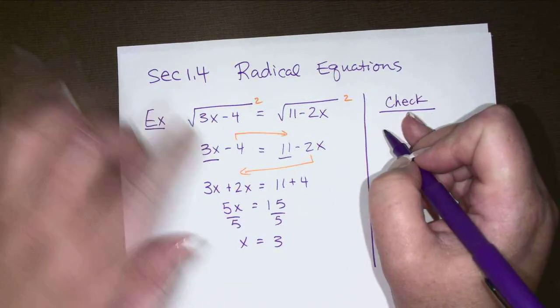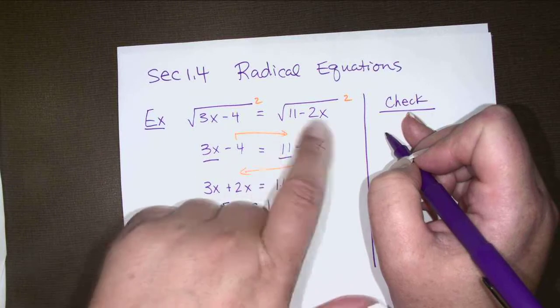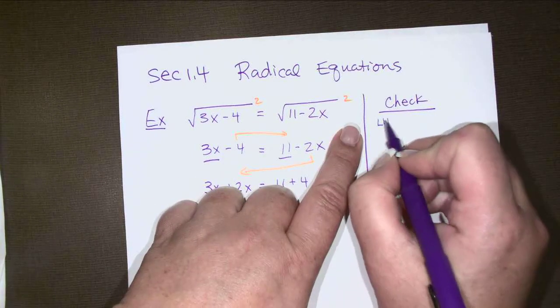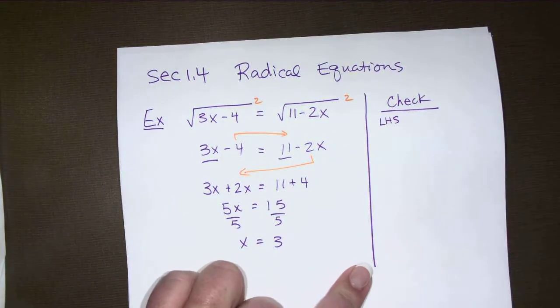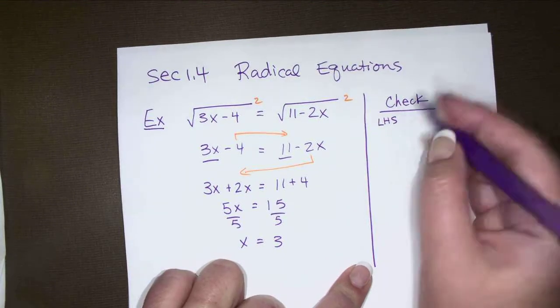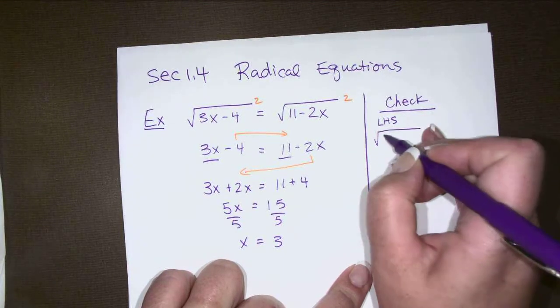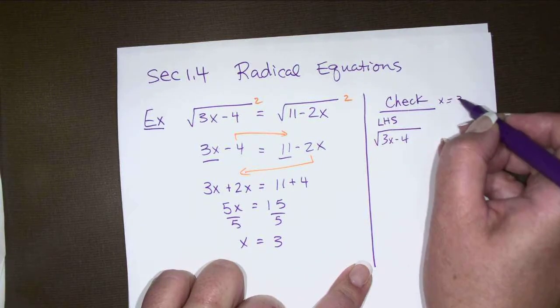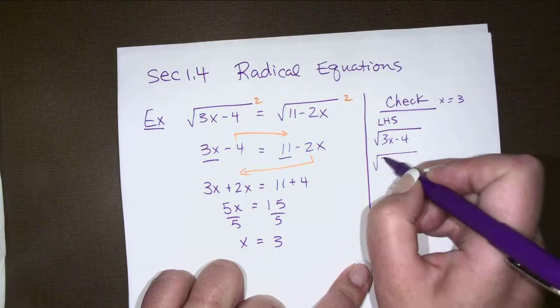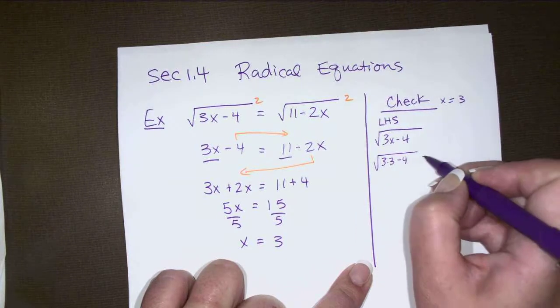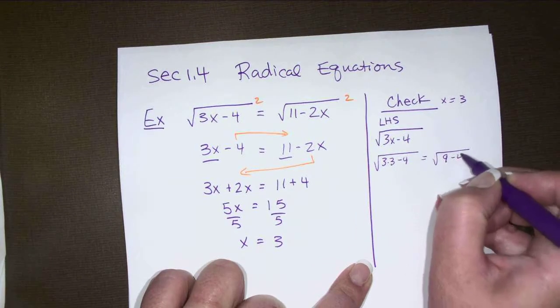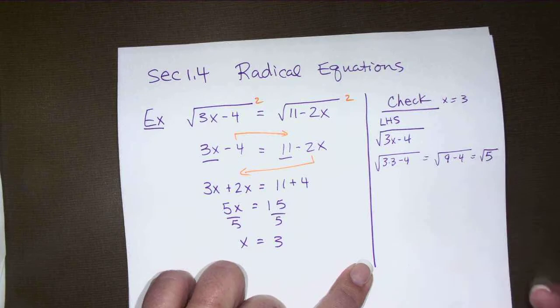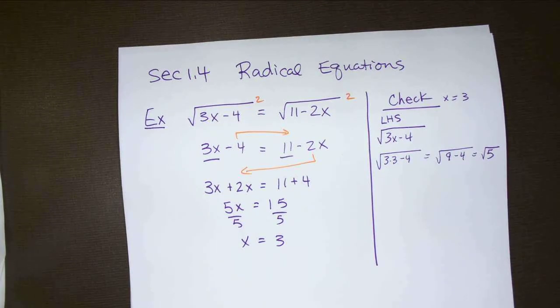So what I would suggest, if there's an x on both sides, when you check your answer, do left-hand side, plug it in, get an answer. Do right-hand side separate, plug it in and get an answer. And just make sure that they're the same. So the left-hand side was 3x minus 4. And if we're checking 3 times 3 minus 4 is 9 minus 4. Square root of 5. And it doesn't matter if it works out to a nice number. It just can't be a negative under the square root.